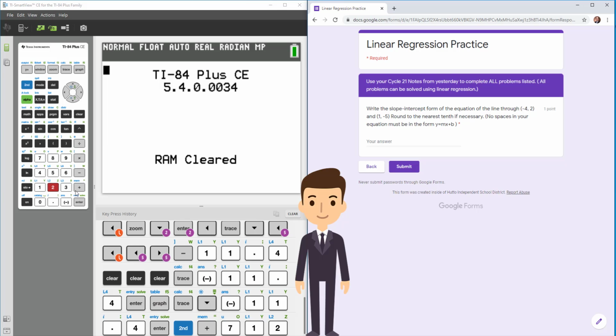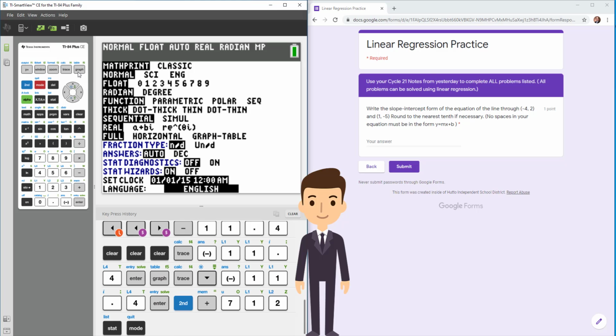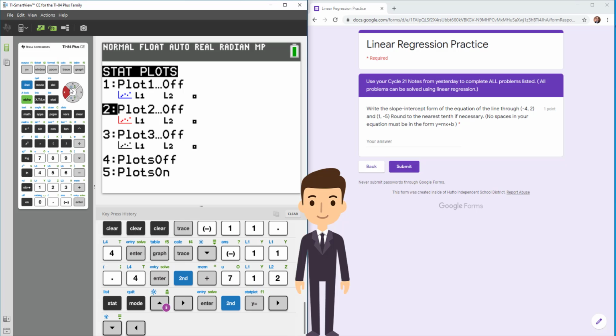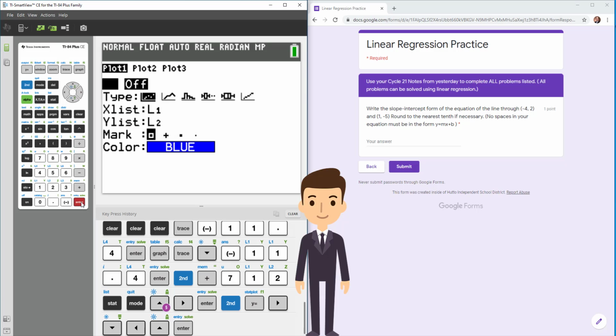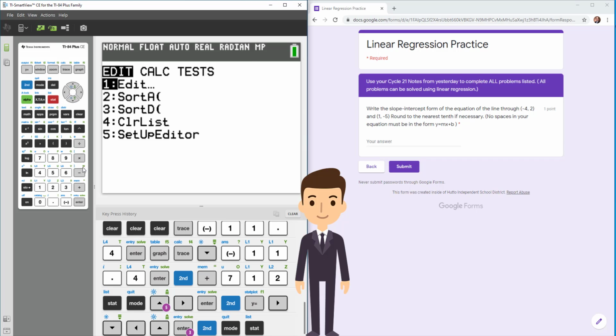So I hit second plus 7, 1, 2 to reset my calculator, right? I'm going to hit mode. I'm going to go to stat diagnostics, and I'm going to turn it on. I hit enter. Then I'm going to hit second y equals, and I have plot 1. Plot 1 is on. Then I hit second quit to get out of that, and I'm going to hit stat edit.